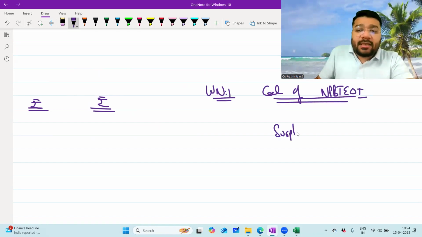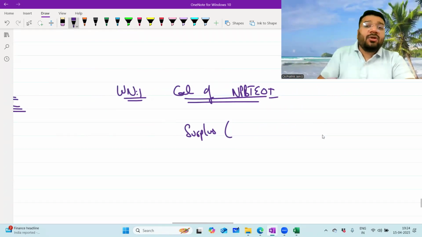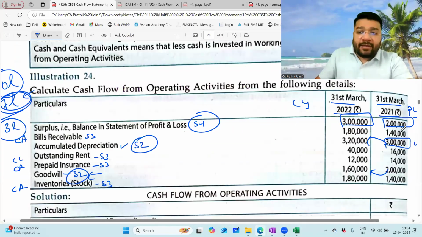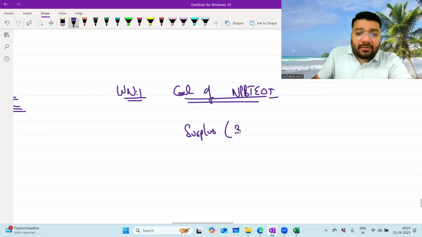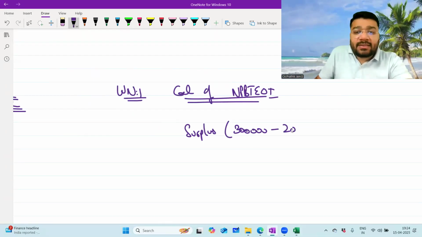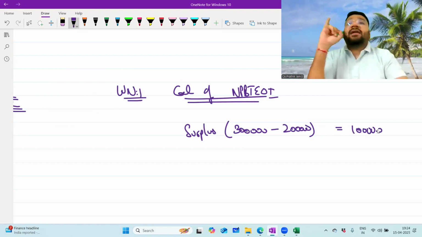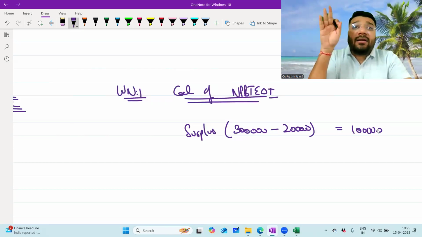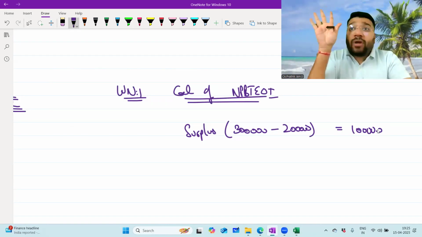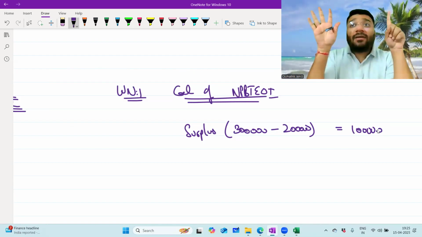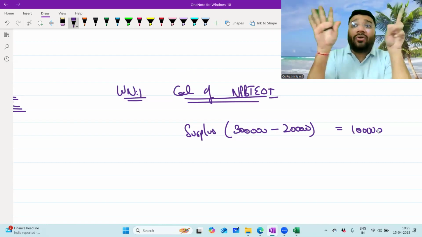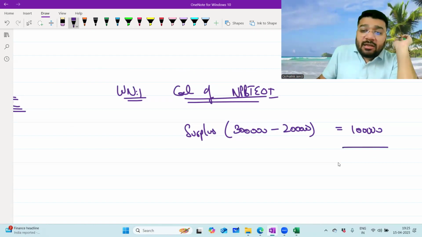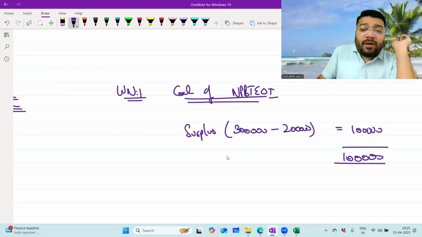First point is what? Surplus. What is the formula for surplus? Closing minus opening. What is closing? 3 lakh minus 2 lakh. How much is it? 1 lakh. Any final dividend to be added? Proposed dividend to be added? No. Interim dividend to be added? No. Reserve to be added? No. Provision for tax to be added? No. Refund tax to be subtracted? No. Extraordinary item to be added and subtracted? No. So everything is 0, 0, 0. So this itself becomes my net profit before tax and extraordinary item.